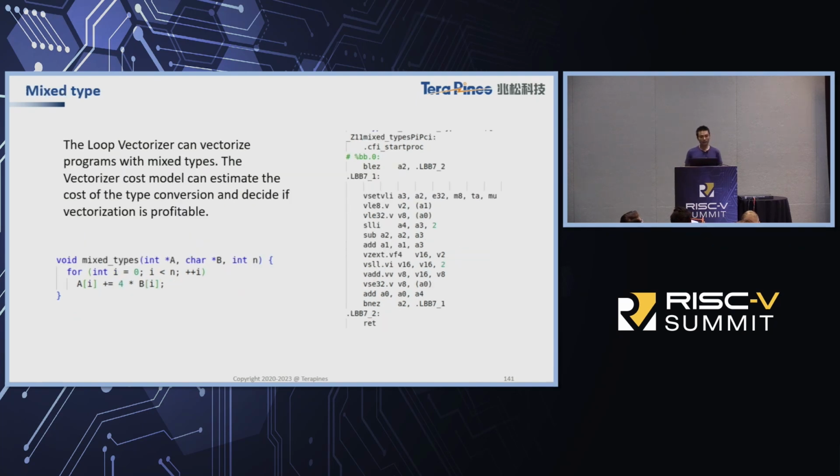And the third example, we have optimized the cost model in LLVM. So our compiler can eliminate redundant instructions for mixed data types. You can see we have mixed data types, the char and the int, and we have generated the ext to minimize the instruction cost for this kind of example.